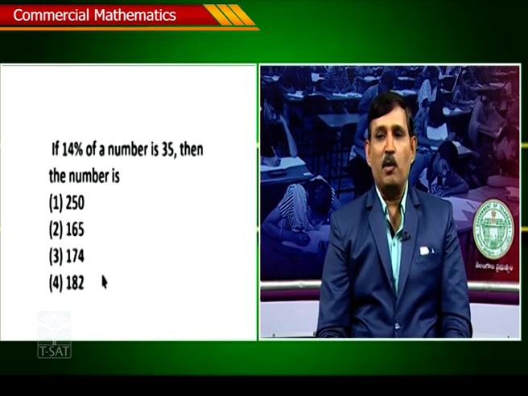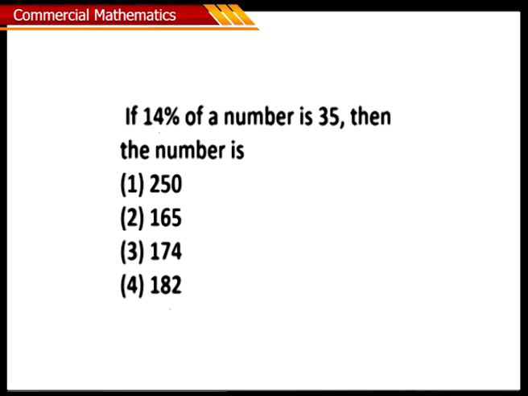Now let us check one more problem. Here it is given that 14% of a number is 35. Then what is the number? Because we don't know the number, consider it as x. So 14% means 14/100, of means times the number, which we take as x, and is means equal to 35. It is as simple as that. If you can convert this into a mathematical expression like this, then it is very easy.